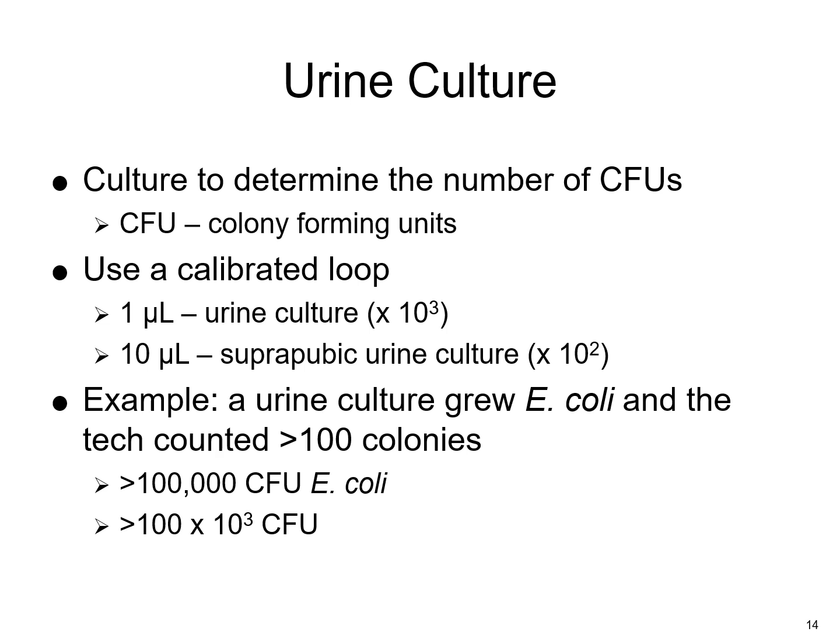So for example, if that plate grew out greater than 100 colonies, then you would report out greater than 100 times 10 to the third colony forming units. And of course, this is just a regular culture with the 1 microliter loop. Or it'd be 100,000 colony forming units of the E. coli.